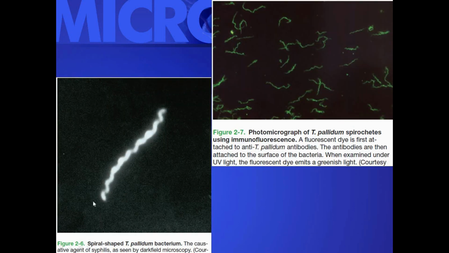This is a Treponema pallidum bacteria. It has a spiral shape, and you can clearly see it against a dark background.